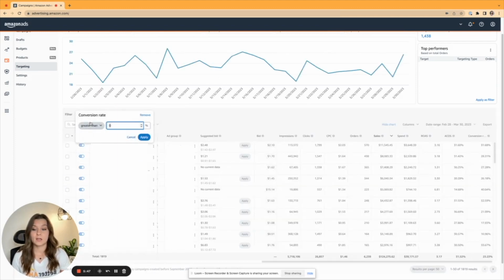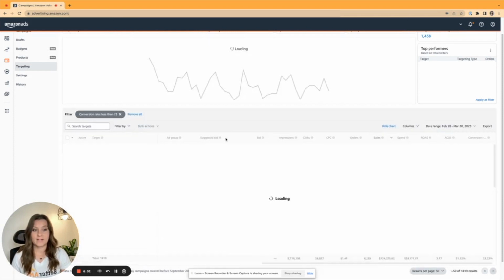Now I like to go just a little bit below the category average for this, or even right at the category average, right? So it was 23% around there. So I'm just going to stick it at 23, even though it was a little bit above. So anything less than 23%, we're going to take a look at that now.